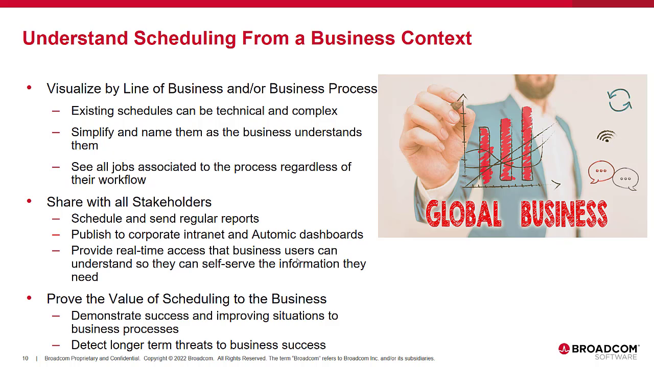Often, Automic Automation is thought of as a tool for the sole use of IT operations. AI allows us to project our automation information to a wider audience, in terms that they can understand. That may be as simple as a line of business, but more often, it's around the core business processes we're processing. By using names the business understands and simplifying the schedules, we can share this information with all our stakeholders, not just in report form, but also in real time, so they can self-serve state information and be in the loop with where SLA deliveries are.